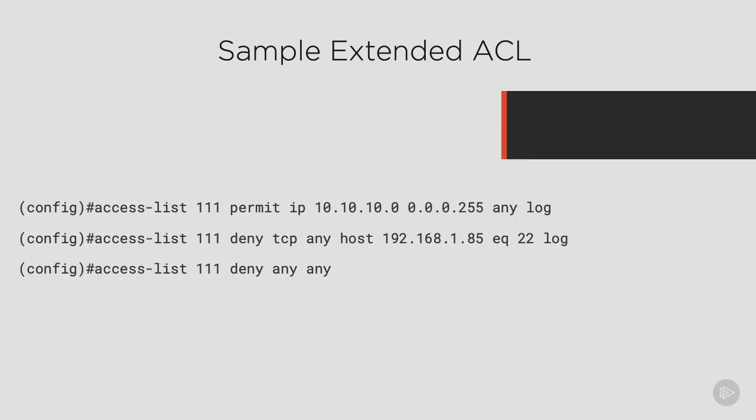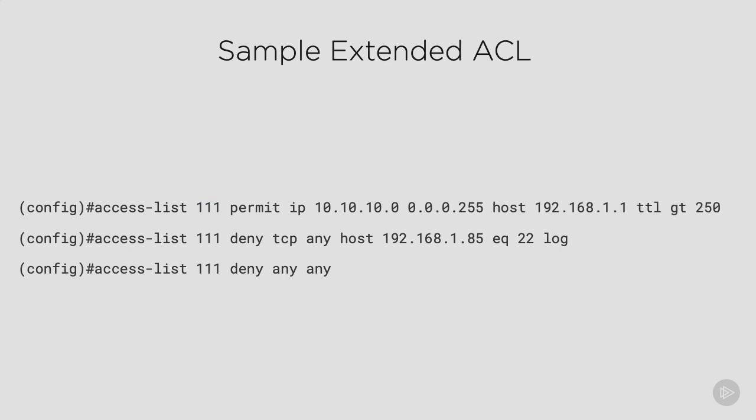Just like with standard ACLs, an extended ACL can be configured in global configuration mode on one line, such as this example ACL. Here, the ACL number is 111, since that falls into the extended ACL range of 100 through 199 and 2000 through 2699. Next, we have our permit and deny statement, just like with standard ACLs, but now we can define which protocol we want to use. In this line, I chose the IP protocol.